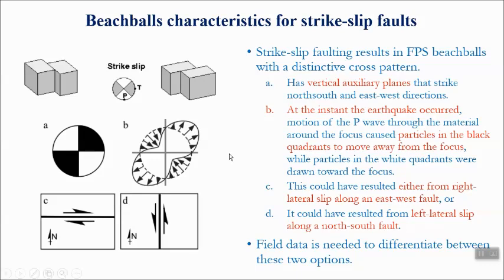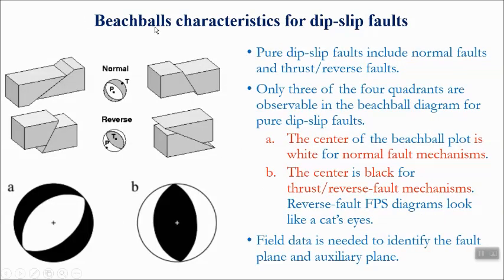Now next let us see if the fault is a dip slip fault. Similarly, if we have a dip slip fault, if it is a normal fault, then in the normal fault the hanging wall, that is the wall which is sitting above the fault plane, is moving down. But in the reverse fault, the hanging wall is moving up.